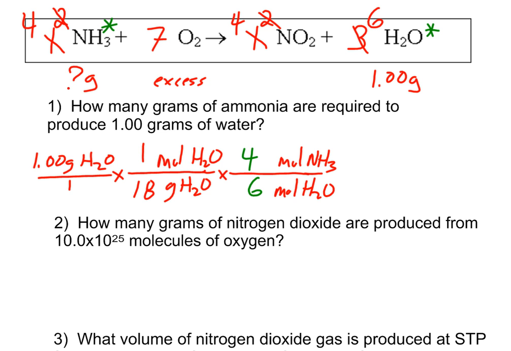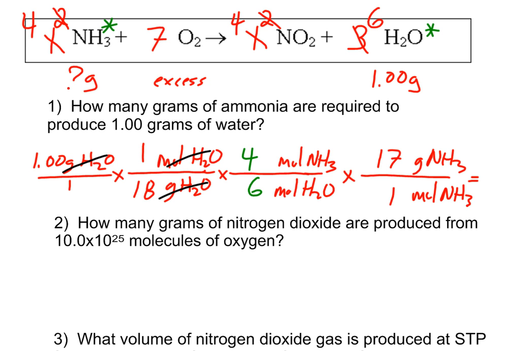And again, the question wants us to go to grams of ammonia, so then we would go moles of ammonia to grams of ammonia, and 1 mole would be 17 grams. And we should probably double check, just make sure all of our units cancel out, and we end up with grams of ammonia. And so we can go through then and do our multiplication and division to figure out the number of grams of ammonia that would be required here.